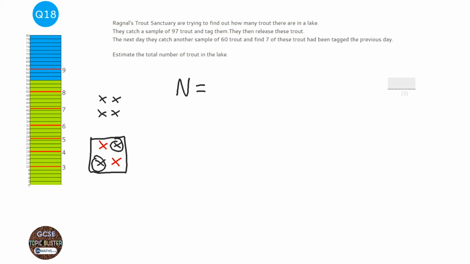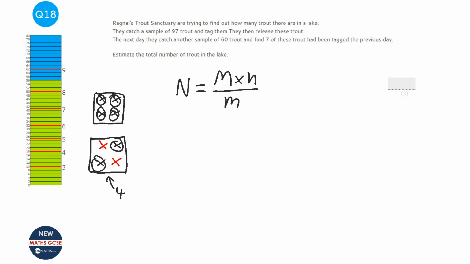N, which is the population size, that's what we're trying to find out, equals M. Now, M is the amount of things that you marked and then released. So on our example here, we marked 4. Times n. Now that little n is the size of the recapture sample, which is 4 here, over little m. Now little m is the amount of things in your recapture sample that were marked. So in our little example here, it's 2. So let's apply this to the question.